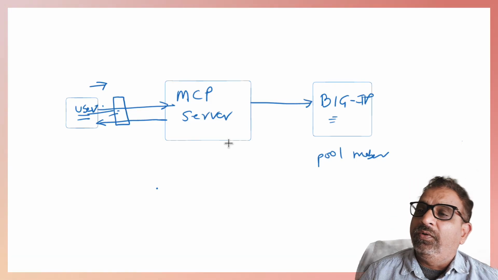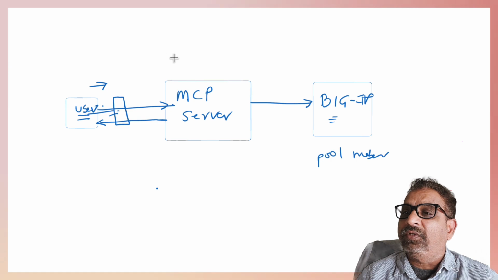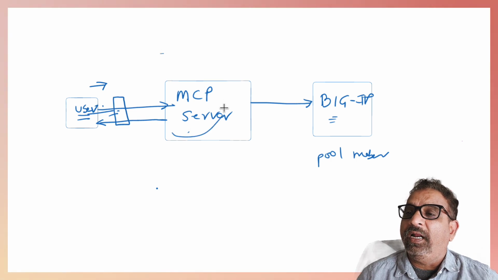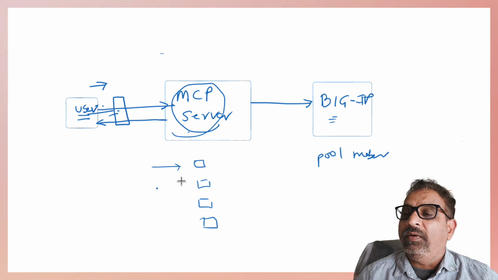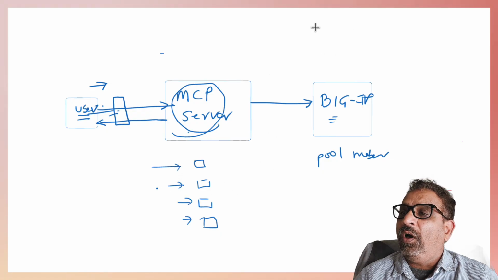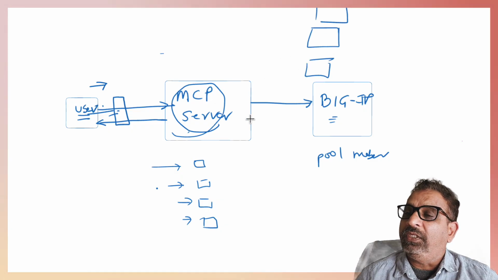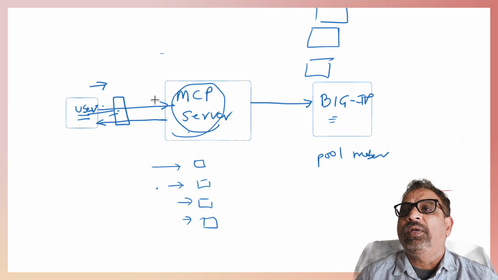So what you can do to scale this is containerize this MCP server. You can have containers running, and depending upon your load, these containers will be activated. They will talk to the big IP, right? You can have multiple big IPs here, and build the POC that way. So this is just one idea, actually.